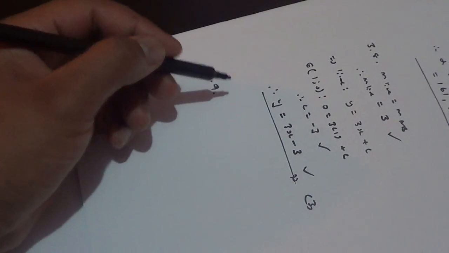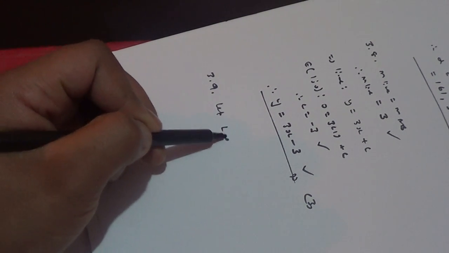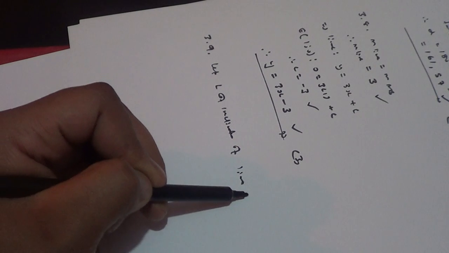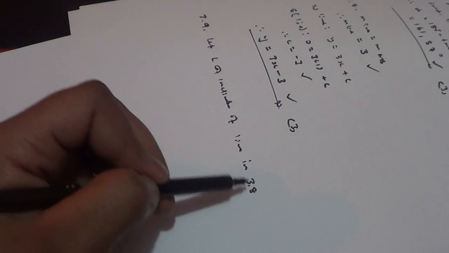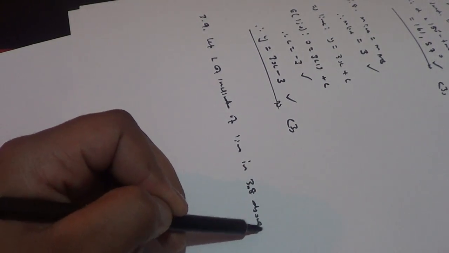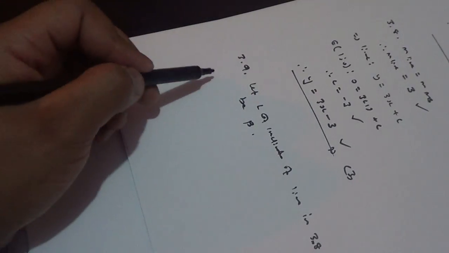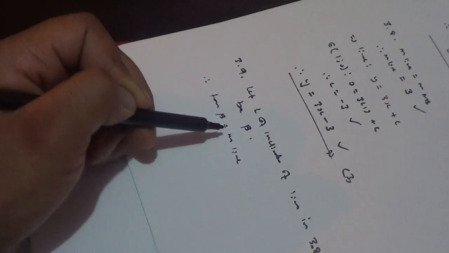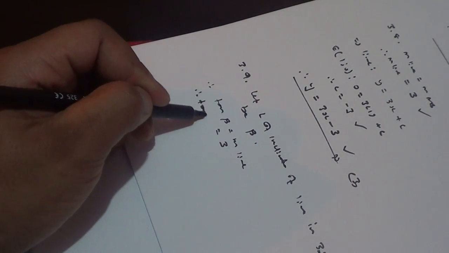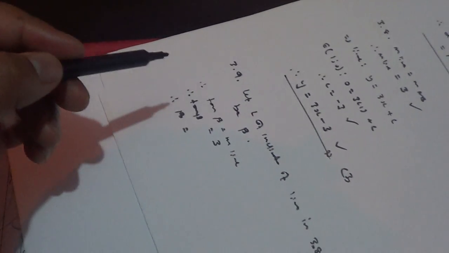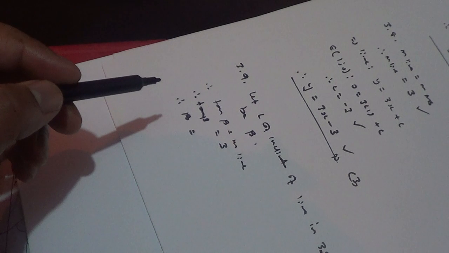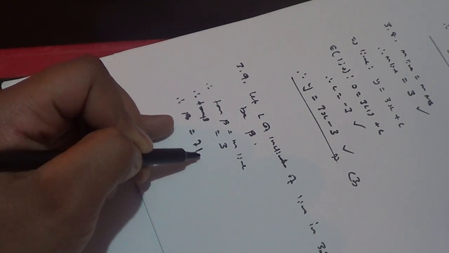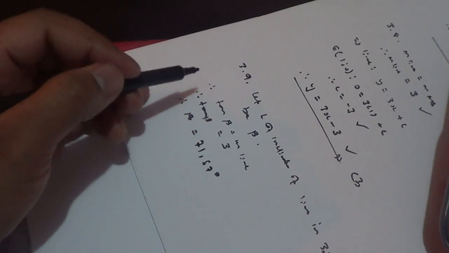Now they made it easy, so we can just say fine, let the angle of inclination of the line in 3.8 above be beta. Therefore, we know that tan beta is going to be equal to the gradient of the line, which is 3. Therefore, beta is going to be arctan of 3. It's in the first quadrant, we don't have to worry about other things. So arctan of 3 is basically 71.57 degrees to 2 decimal places.